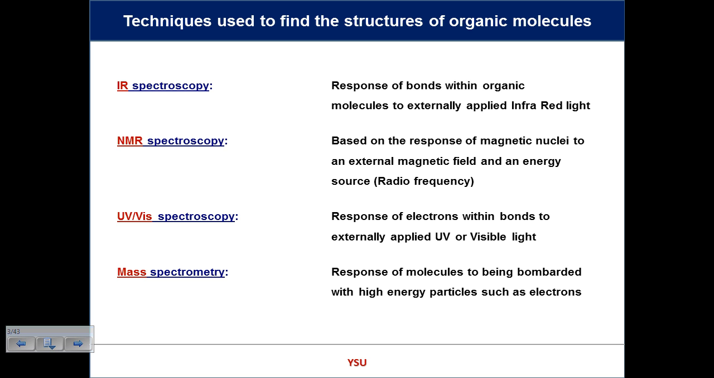Infrared spectroscopy is the response of bonds within organic molecules to infrared light. They vibrate. You put light in, you energize the molecule, it changes the vibrations, you make them vibrate faster, and you can measure that. And certain bonds will have certain vibrations that others won't. So you can differentiate between, let's say, a hydroxyl and a carbonyl.